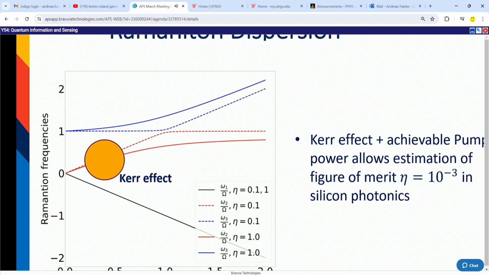From the Kerr effect that is estimated from the dispersion, and for achievable pump power on chip, we estimate the value of eta to be 10 to the power minus 3 in silicon photonics.